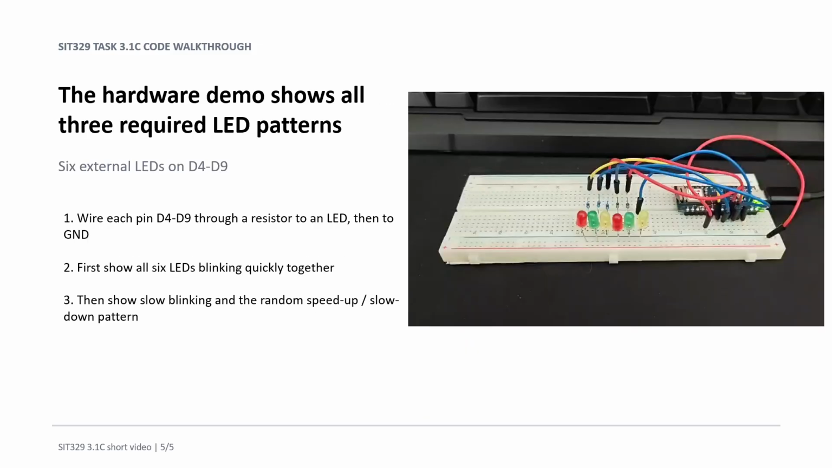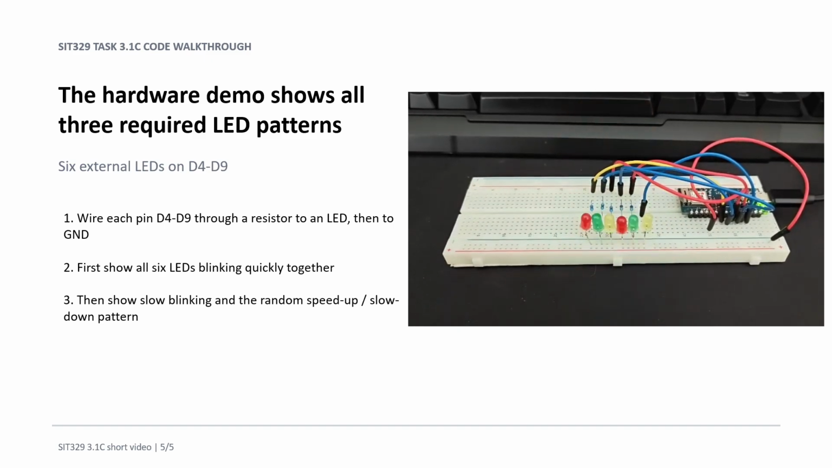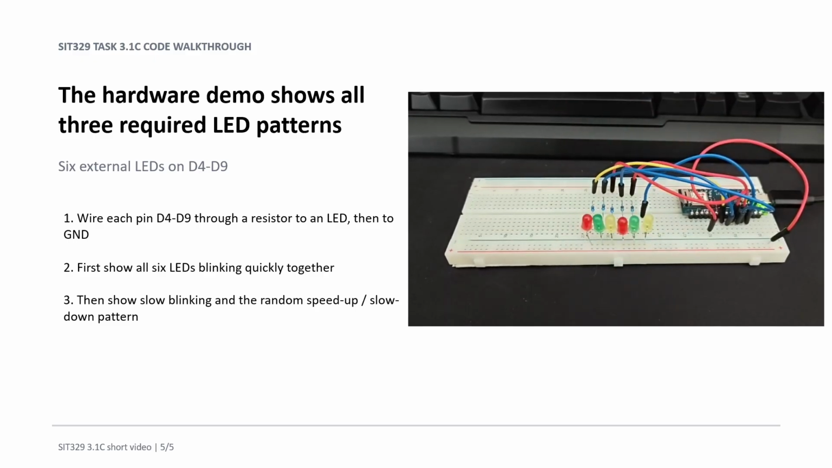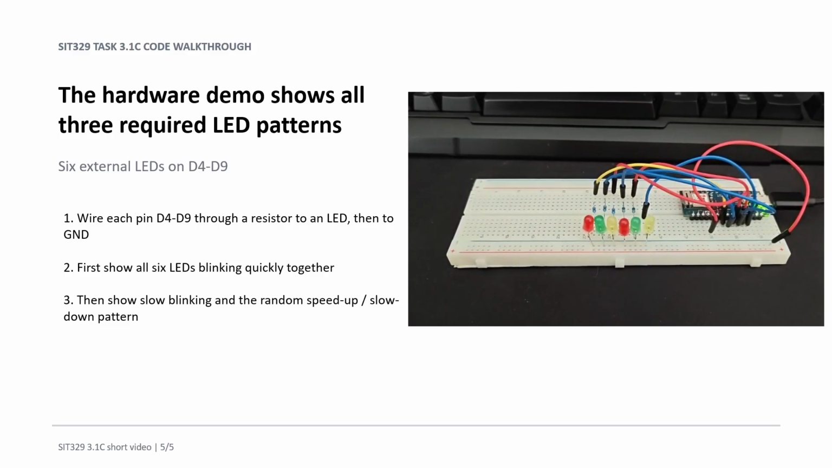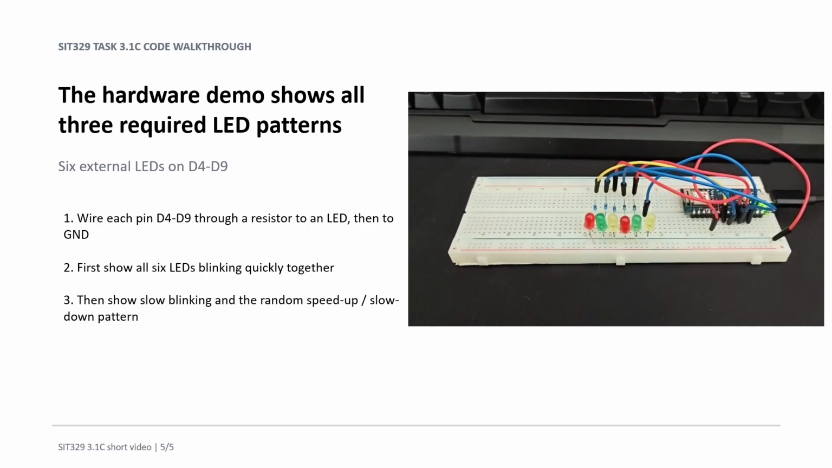For the hardware demonstration, 6 LEDs are connected to pins D4 to D9. After upload, the first visible behavior is twinkle stars, where all 6 LEDs blink quickly together at 5 Hz. The second behavior is starfall, where all 6 LEDs blink slowly together at 0.5 Hz. The third behavior is star race, where the 6 LEDs show changing random patterns and the blink speed increases up to 5 Hz and then slows back down.